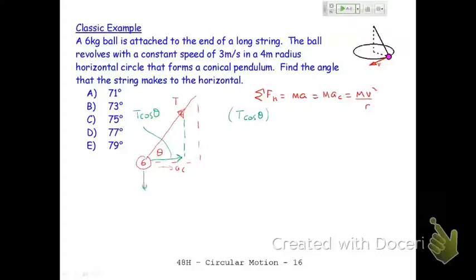There is 60 newtons down there. But if I resolve my forces horizontally, that has no component. Yeah? So T cosine theta is equal to the mass, which is 6, times v squared, which is 3 squared, over r, and r is 4. Okay. Two unknowns. That's a bit of a problem, isn't it? I don't know T, and I don't know theta.